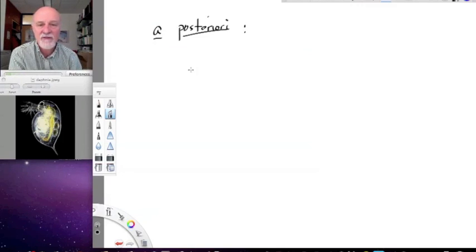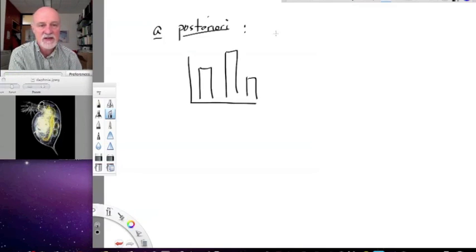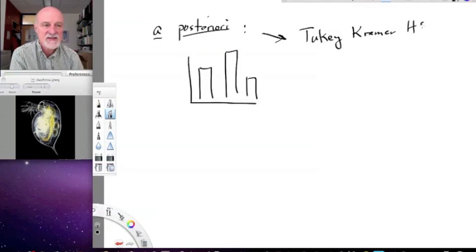So after you get a significant variation among means, you might wonder which means differ from which other means. And I'm going to show you in SAS JMP a simple a posteriori test called Tukey HSD, honestly significant difference test, which will tell me which means differ from which other means.